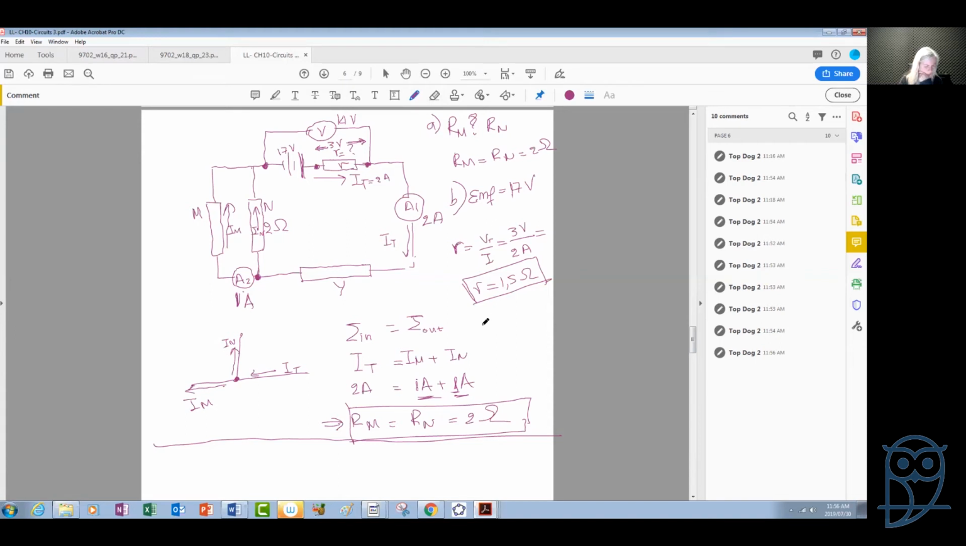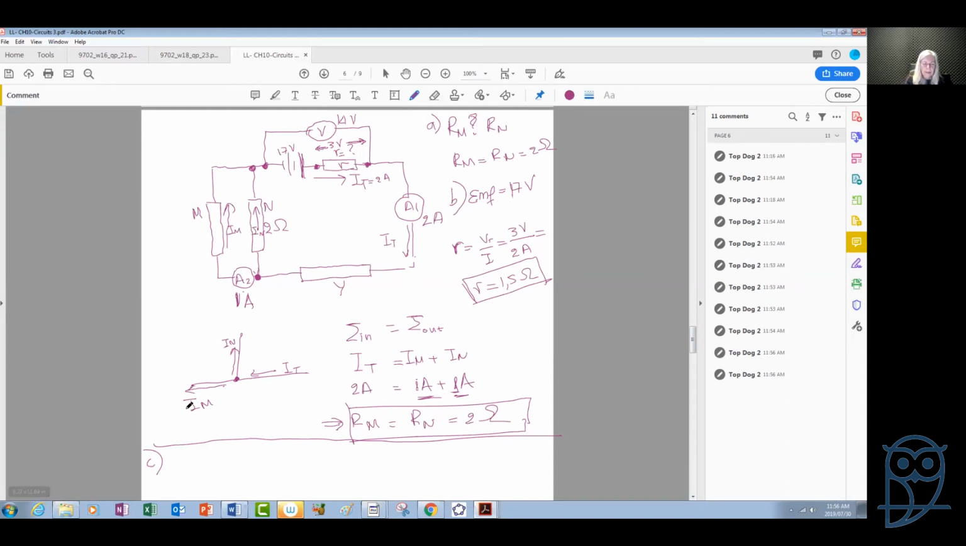And what else do we ask here? There is a third question here, C. Calculate the potential difference across N. Okay, we need to find the potential difference across N. In other words, we need to find the potential difference across this parallel branch. Okay, when we have a parallel branch, what do we do to facilitate our lives, especially now that we know the resistors?